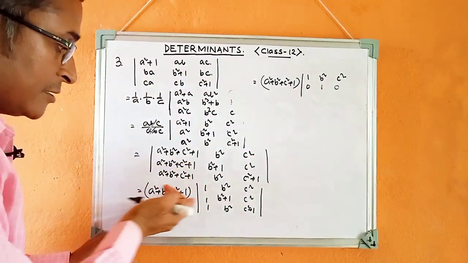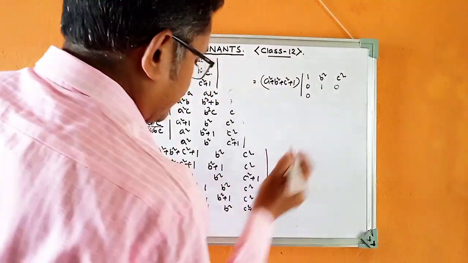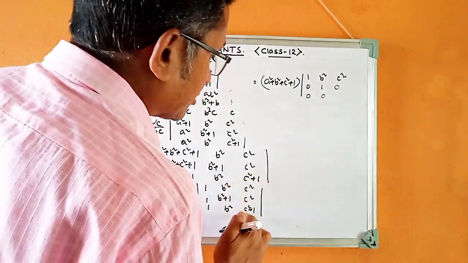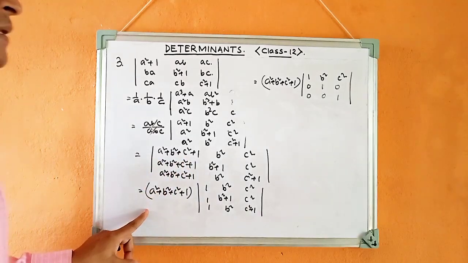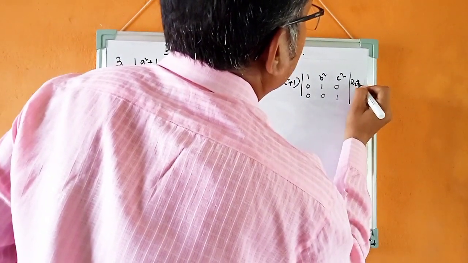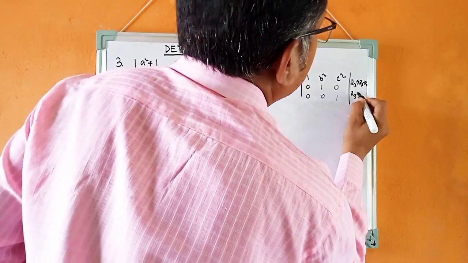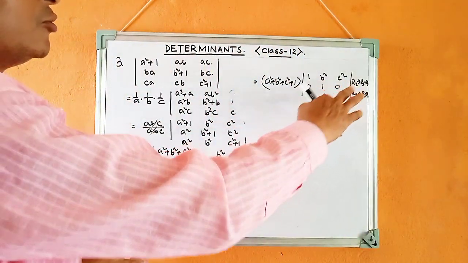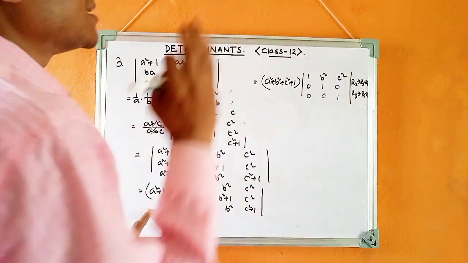Then row 3 minus row 1: 1 minus 1 is 0, B square minus B square is 0, then C square plus 1 minus C square is 1. Now see what happened. R2 equal to R2 minus R1, R3 equal to R3 minus R1. I repeat: R2 equal to R2 minus R1, R3 equal to R3 minus R1.